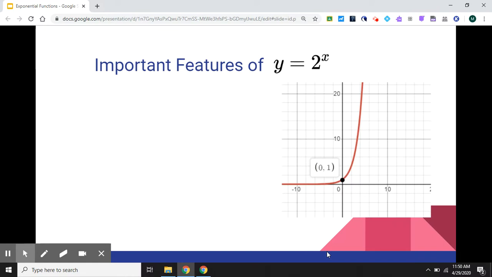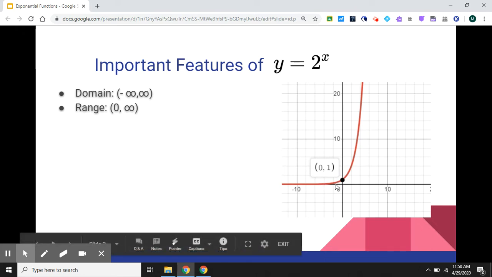The first one is 2 to the x. Some important features of this function is that your domain is negative infinity to infinity. It's really important to know that the domain of every single exponential function, no matter what, is going to be negative infinity to infinity. The range will vary depending upon how your function looks. So range is still your bottom to top, or your lowest y value to your highest y value.